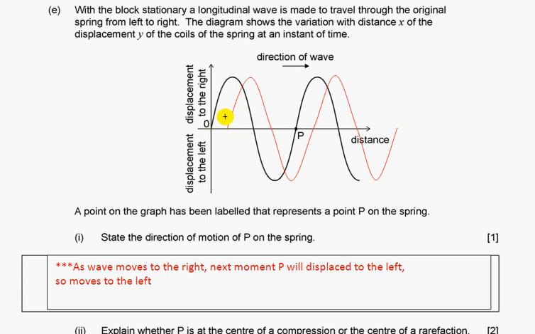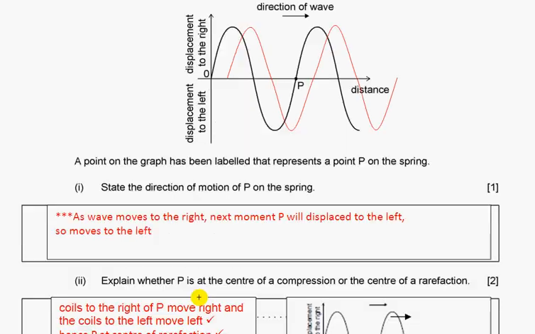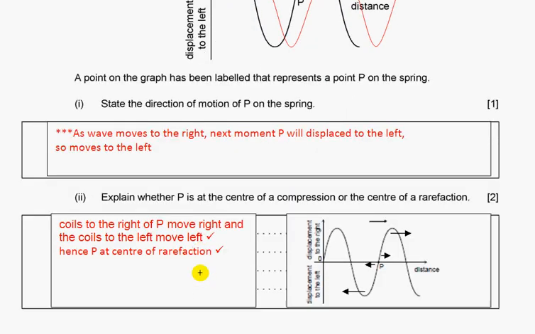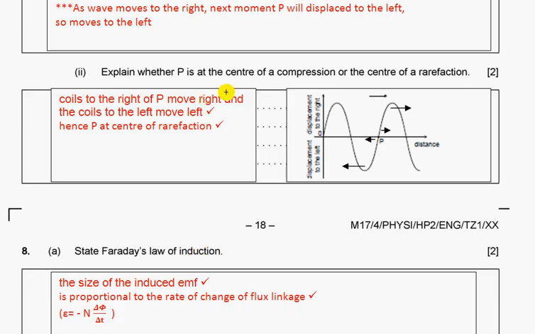I decided to show that after some time the wave has moved, and as a result of this movement P appeared to the left, so it was moving to the left. So as the wave moves to the left, the next moment P will be displaced to the left, so it moves to the left. Explain whether P is at the center of compression or rarefaction.